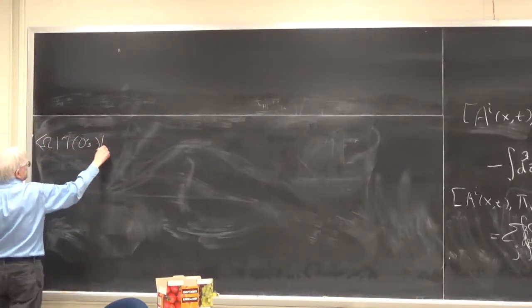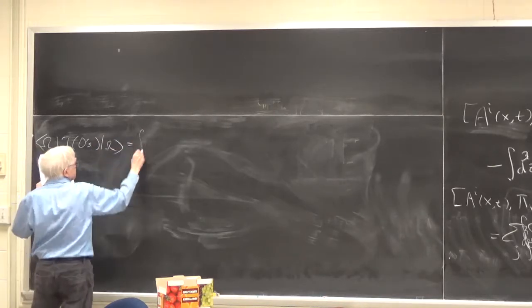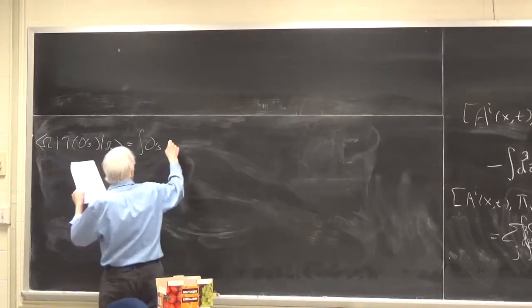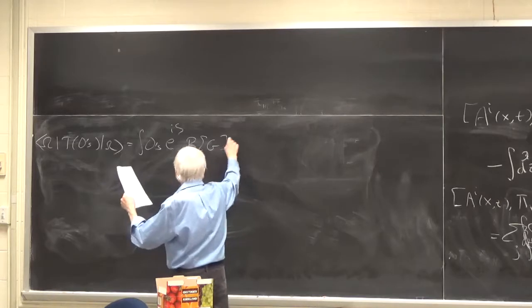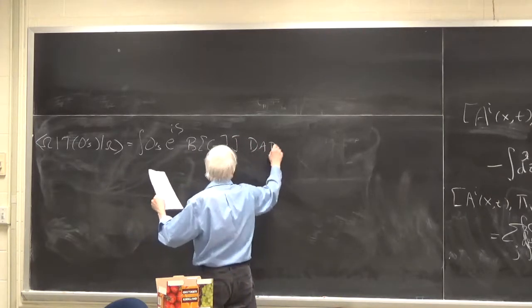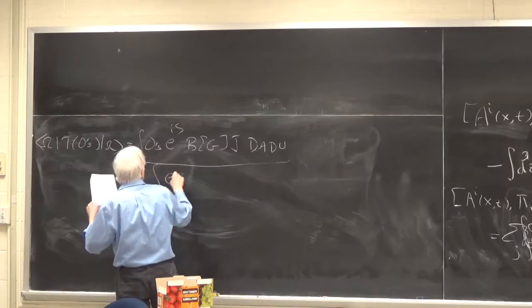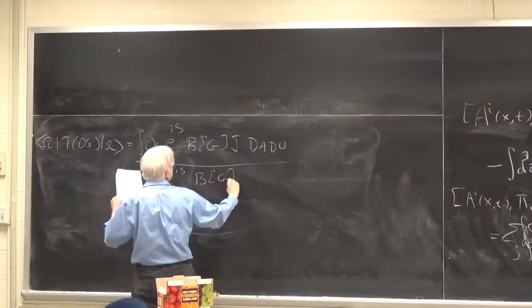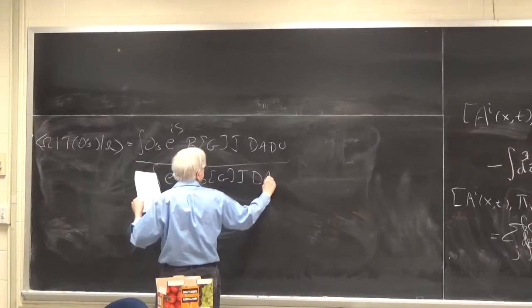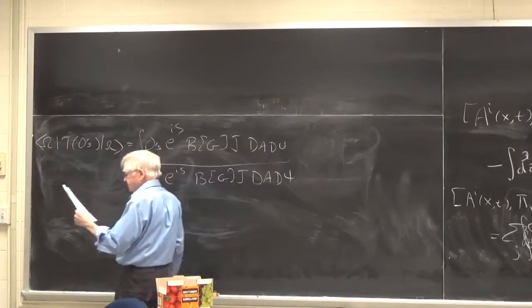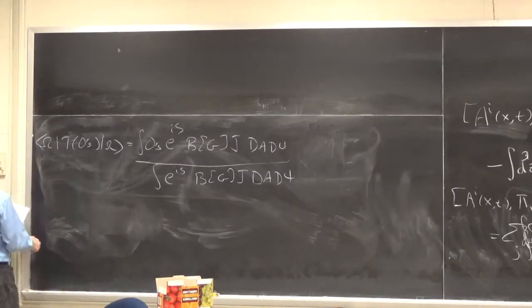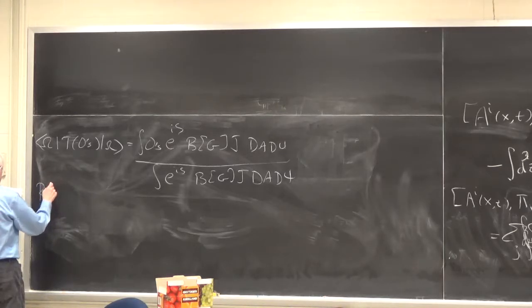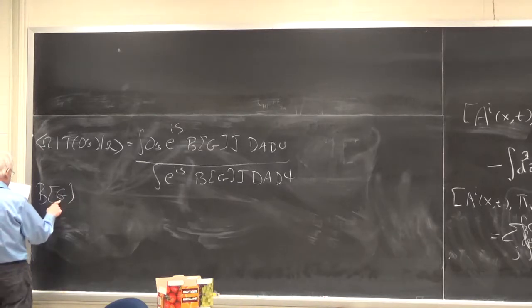So I'm going to short circuit this, but let me just say you have O's, you have an e to the iS, and then there's this B of G, J, dA dψ, the integral of e to the iS, B of G, J, dA dψ. Now this J is actually a Jacobian, it's not a current. And B of G, what's B of G? First of all, what's G? Well, B of G is some function of the gauge fixing term.